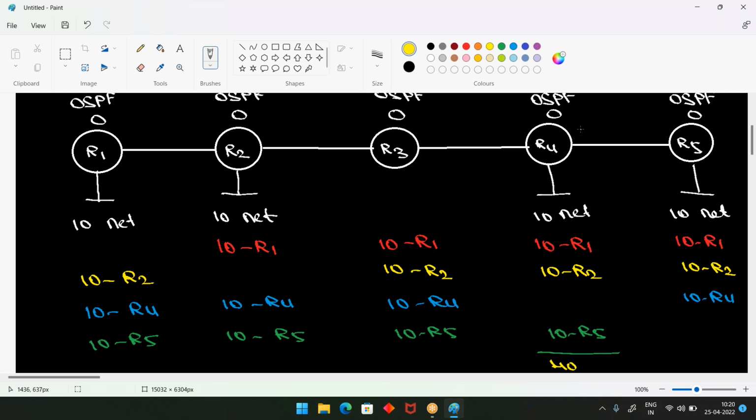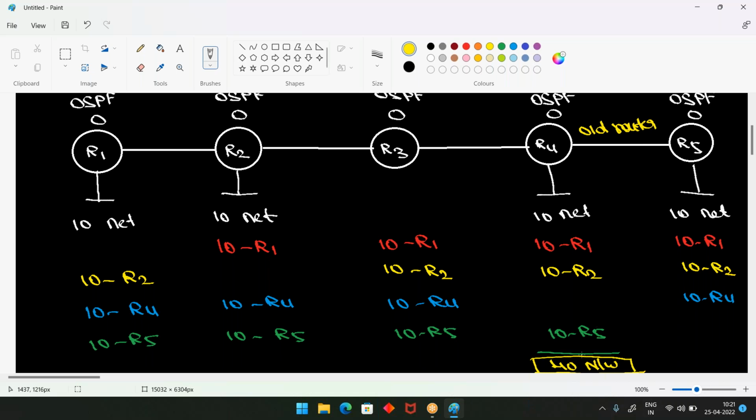R4 is an old model device, an old router. So R4 cannot store this number of networks. Then what can we do, guys? What can we do now in this scenario? Tell me now. R4 is an old device.